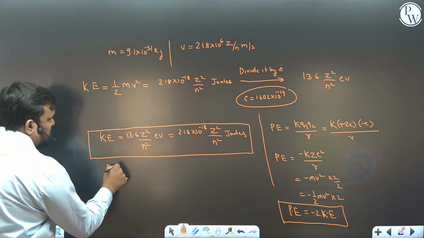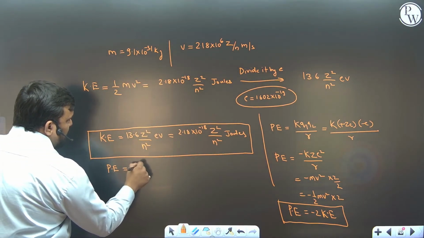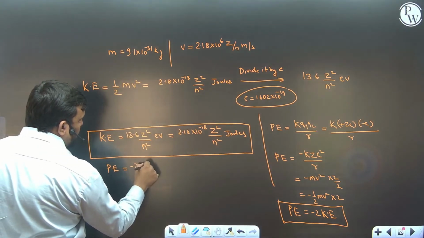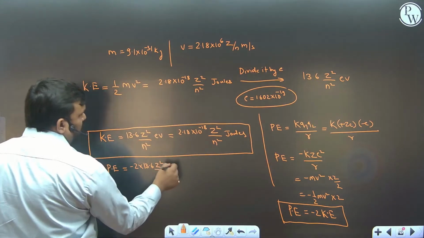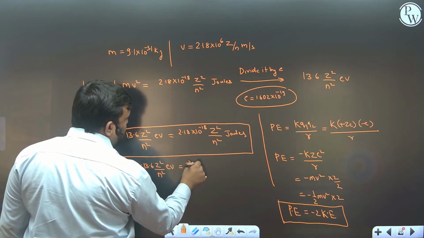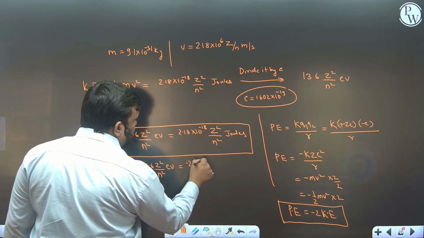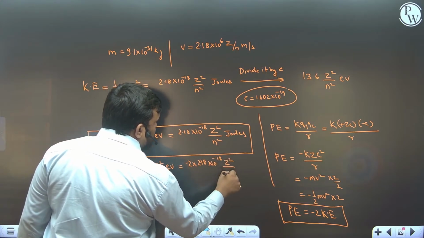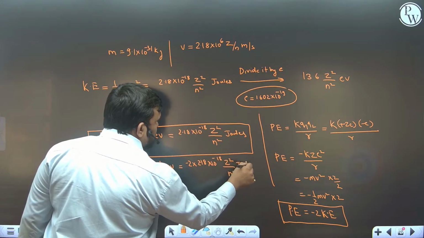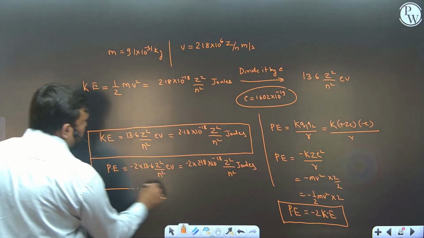Potential energy is minus 2 times, that is minus 2 into 13.6 Z square by N square electron volt, and also minus 2 into 2.18 into 10 to the power minus 18 Z square by N square joules. So this is our potential energy.